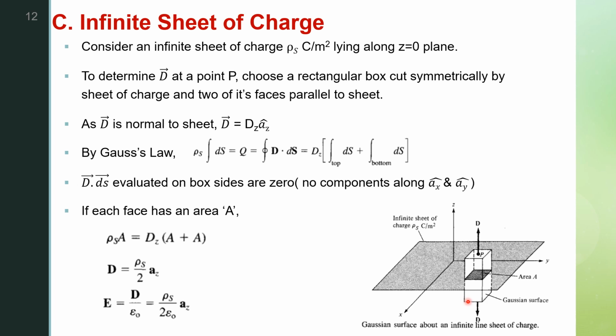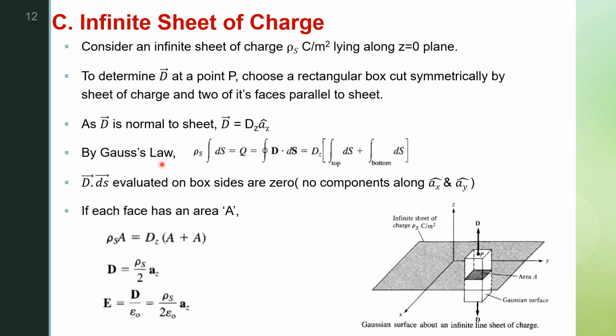That is cut symmetrically by the sheet of charge and has two of its faces parallel to the sheet, as shown here. So here the electric flux density D is normal to the sheet. It is normal to the sheet. So we can write D is equal to Dz az. Now let's apply Gauss's law.